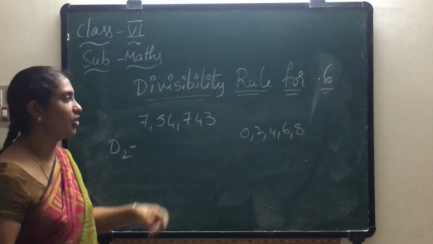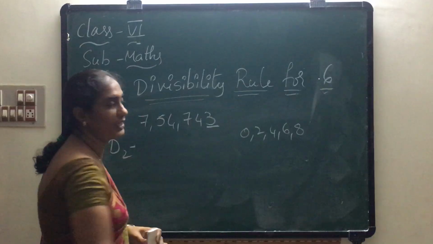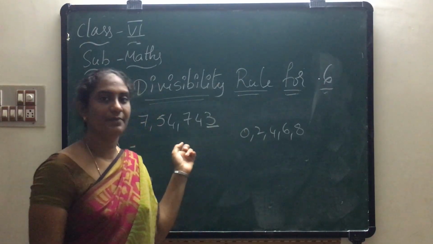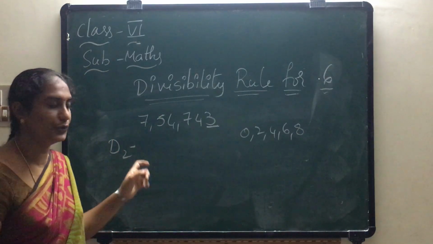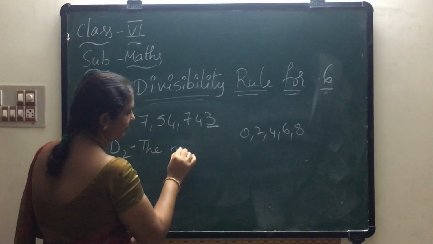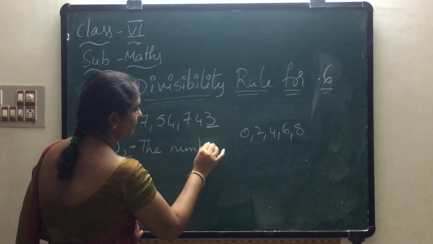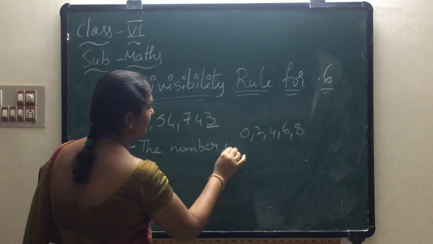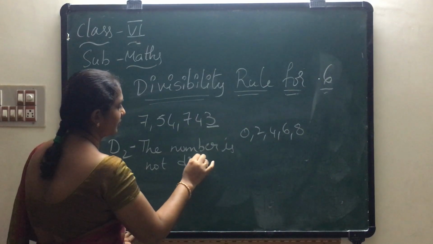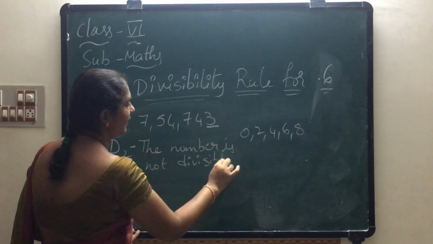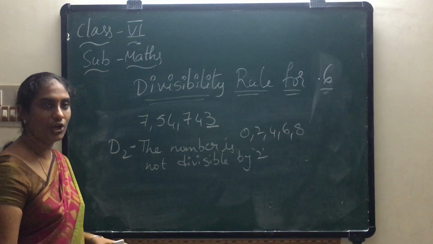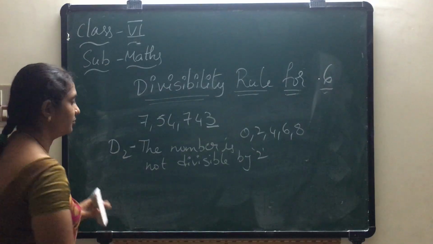Now, in the ones place, what number did we get here? 3. Now, is 3 there among them? No. It means the total number is not divisible by 2. Right here, the number is not divisible by 2. Okay, the number is not divisible by 2.